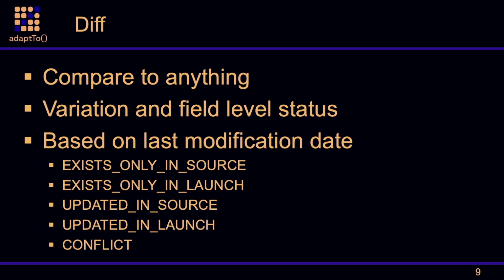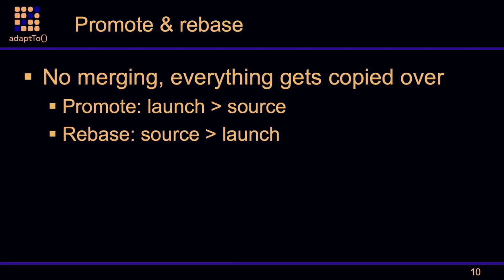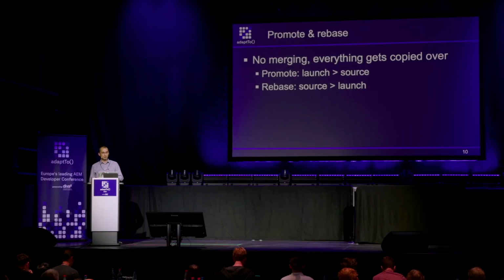If something only exists in the source or in the launch, if it's updated in the source, or if it's updated in the launch after the launch was created, and if it's updated in both locations after the launch was created, you get a conflict. You'll have to manage that manually, though. So when you're doing the promotion and the rebasing, we're not doing any smart merging. We're just copying everything over.